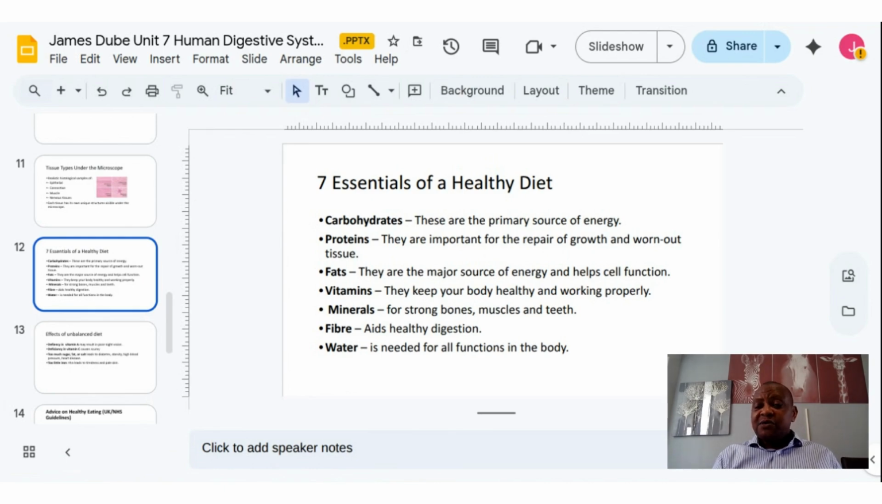Another integral part of the body nutrients is the vitamins. We're talking of our vegetables, our fruits, we get a lot of vitamins. We're talking of the sun, we also get a lot of vitamin. These keep your body healthy and working properly. And we also need some minerals, for strong bones, muscles, and teeth. These are our ions. We need them also in moderation, as well as fibers.